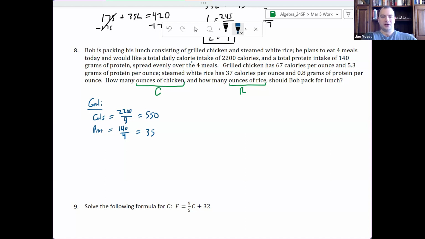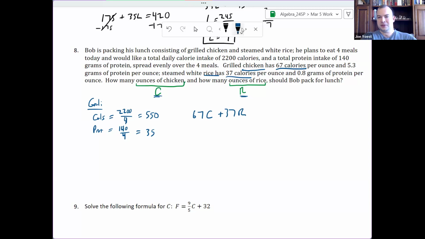So on one hand, that's my goal. On the other hand, what's my actual number of calories given an amount of chicken and an amount of rice in ounces? Well, chicken has 67 calories per ounce and rice has 37 calories per ounce. So mixing C ounces of chicken with R ounces of rice, 67C plus 37R would be the actual number of calories in C ounces of chicken plus R ounces of rice.